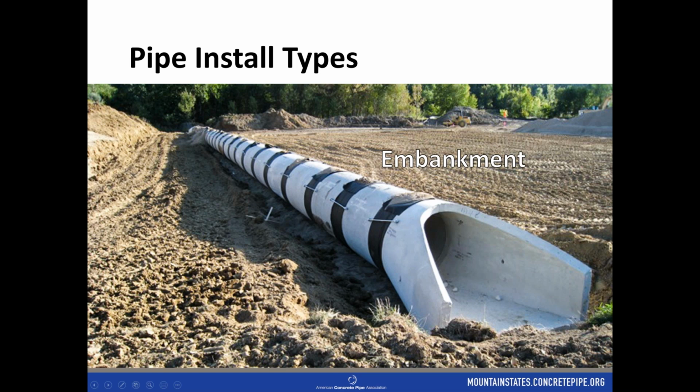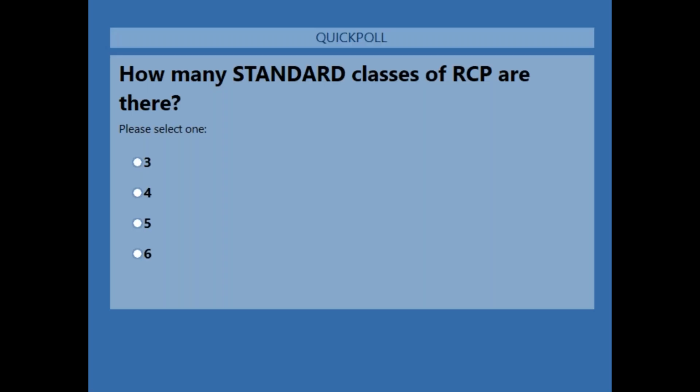Okay, so let's go ahead and launch another poll question. I've got another poll. For those of you that attended our January presentation, this is a good review. I want to see how many of you were listening. And I'm going to launch it right now. How many standard classes of RCP are there? Now remember, these are standard classes. All right, so there's either 3, 4, 5, or 6 standard classes of pipe. This is for circular or elliptical. There are the same number of standard classes of pipe.